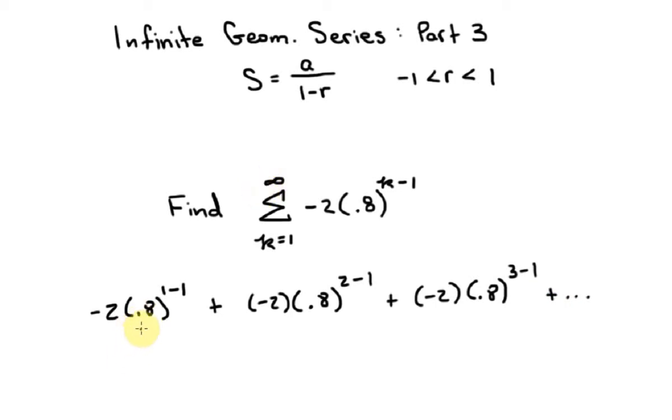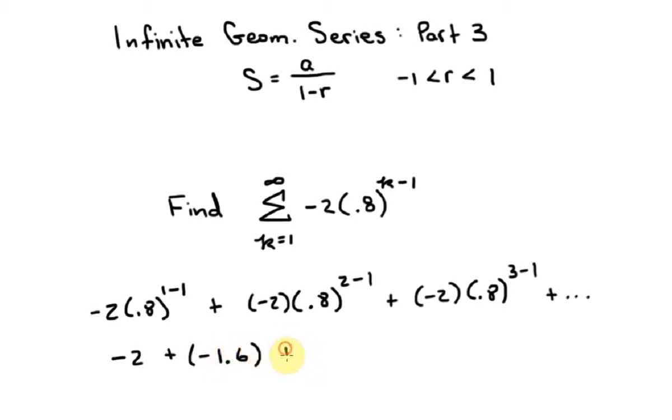So we work out these numbers. Now, 1 minus 1 is 0. Anything to the 0 is 1, so this is just going to be -2. And then we've got 0.8 to the 2 minus 1, or 0.8 to the 1. So I've got 0.8 times -2, so this is going to be negative, let's see, 1.6. There we go.